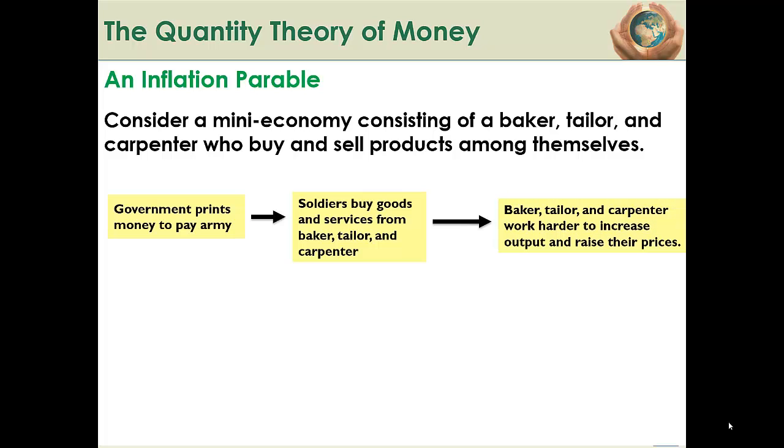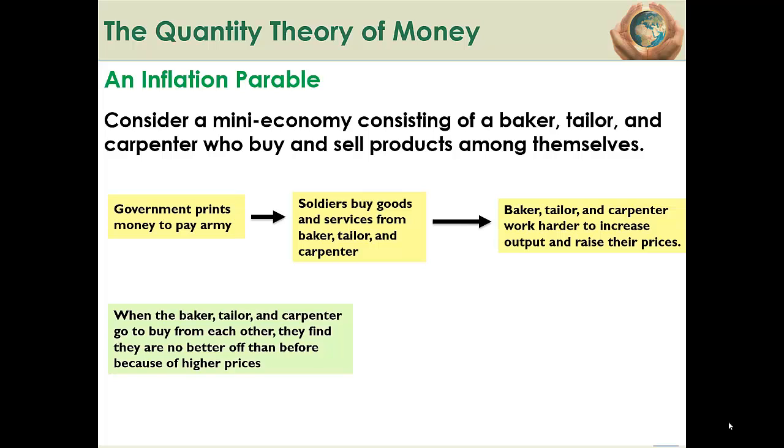Now the baker, the tailor, and the carpenter work harder to please the soldiers, give them the goods and services that they want. And as they work harder, given this increase in demand, they increase their output and raise their prices. The baker, the tailor, and the carpenter take that money that they now have and they go out to visit each other. They go into each other's stores, and when they go to buy things from each other, they find that they're no better off than they were before, despite the fact that they have more income from selling their own goods and services. All the prices have gone up around them.